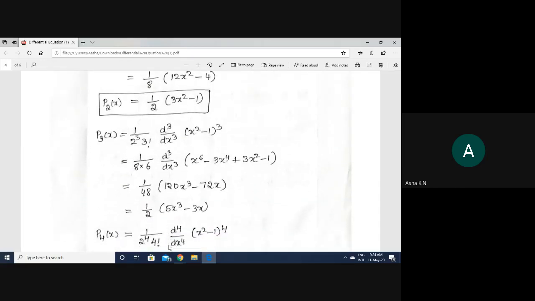Fine. Now we have P4 of x, 2 power 4, 4 factorial, n value is 4, d power 4 by dx power 4 of x square minus 1 whole power 4. I think P4 of x is the last one that we are finding. We are not continuing like this. This is the last one.